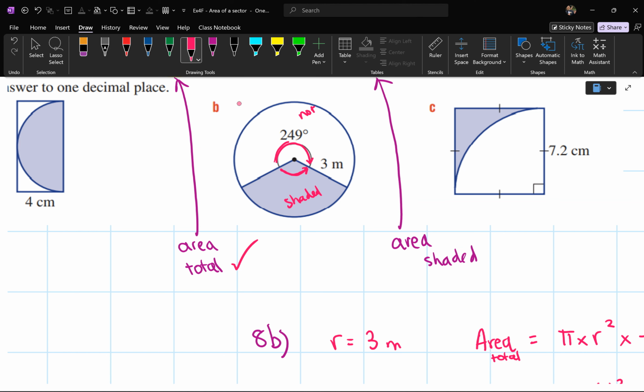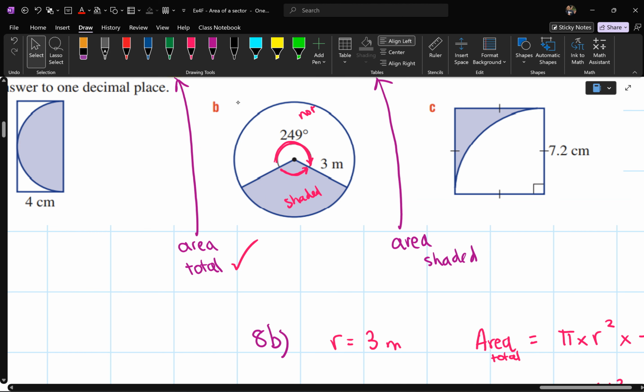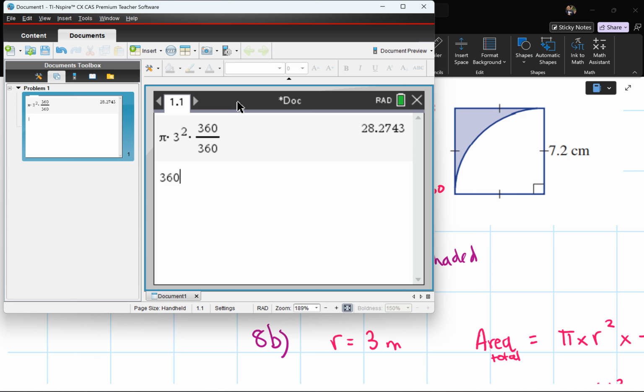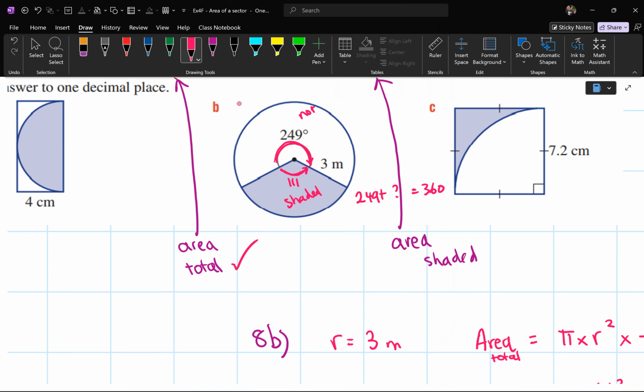So if this is 249, well then what would the angle have to be for the shaded region? Well, we know that has to add up to 360. The total 249 plus something has to equal 360. So you can kind of count with your fingers and figure that out, or you can use a calculator. Total is 360. If you minus 249, that's the leftover. So there should be 111 degrees left over for the shaded region to make it add up to 360.